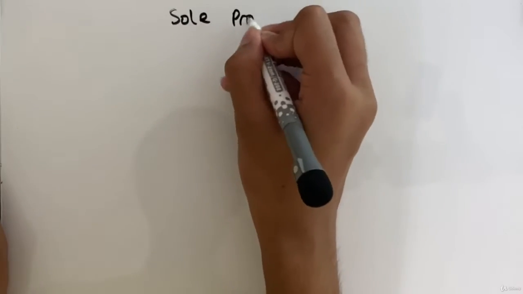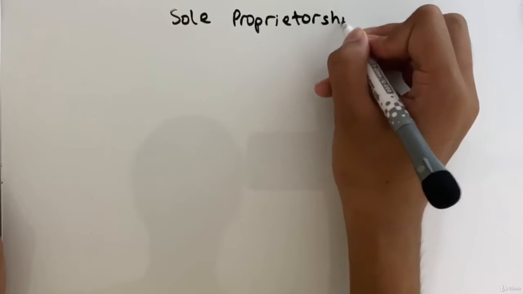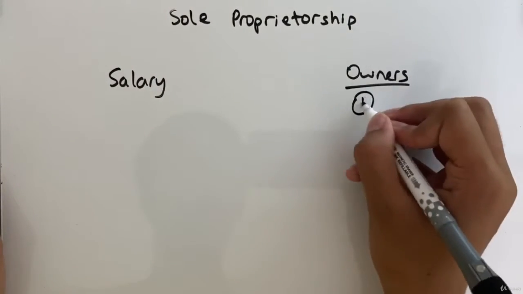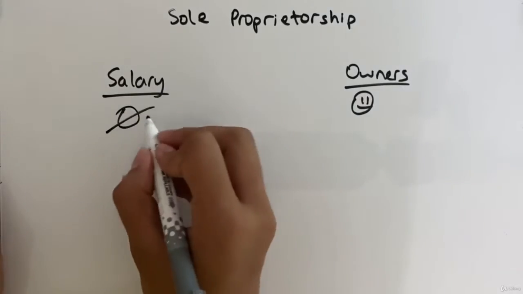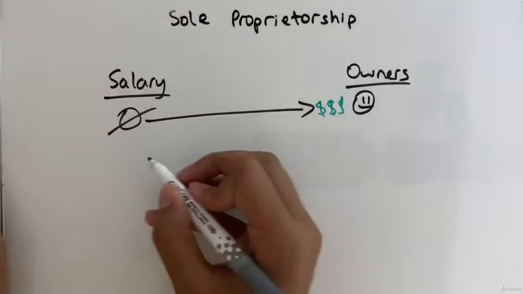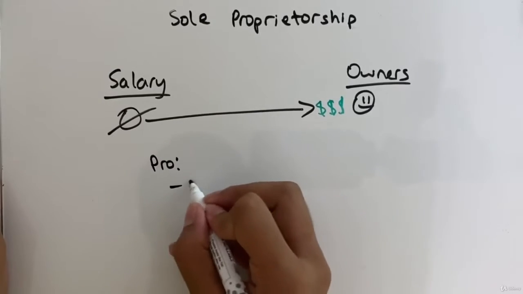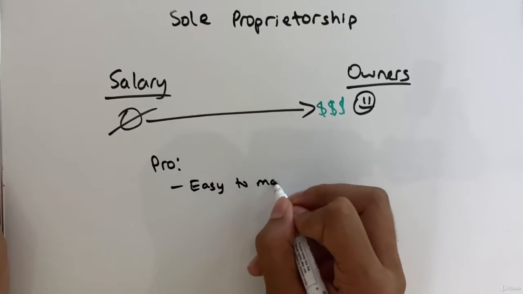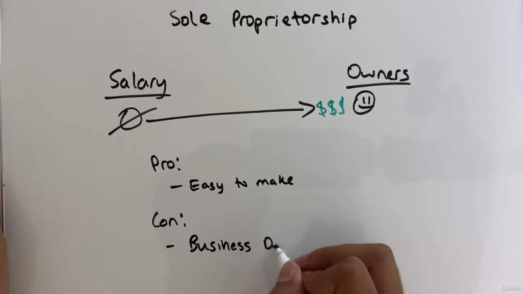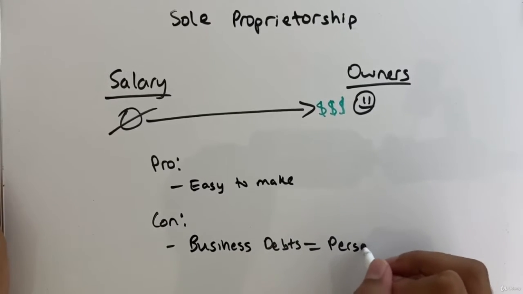A sole proprietorship is when there's a single owner of a business with no business entity. This means that the only owner of this company is the only boss and only worker, and there are no salaries to pay. Some other positives of this type of business is that it is extremely easy to create and the regulations are very lax. However, a major downside is that all business debts become personal debts, putting your assets at risk to be sold off to pay debts.